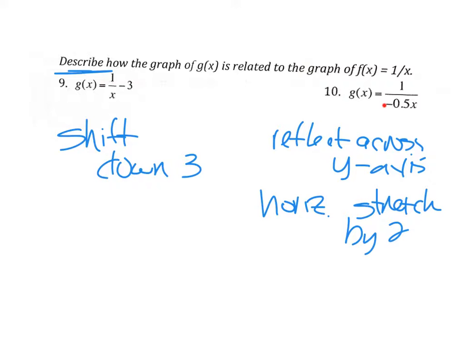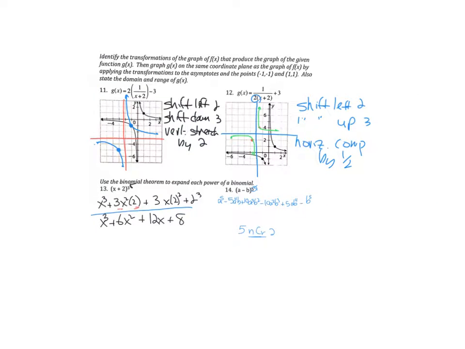Number 10 has two things. It's got a negative inside the denominator. Because it's inside, it reflects across the y. 0.5 is really 1/2. Because it's inside the denominator, it's a horizontal stretch by the reciprocal of 1/2, which is 2. So be careful on that one. The 1 on your test is just like number 10 there.